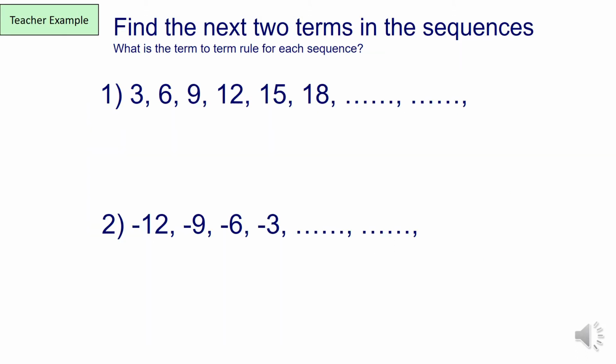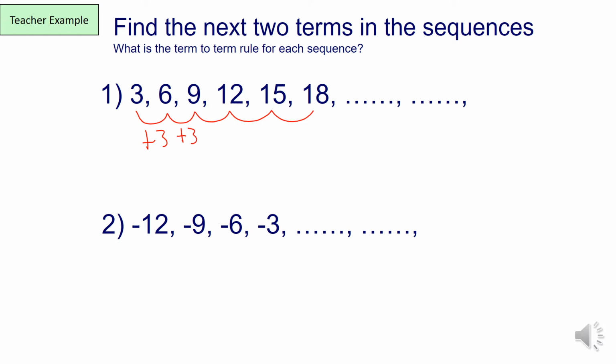Okay, the first part of this lesson is finding the next couple of terms of each sequence. So I'll have a sequence, starts at 3, and as you can see it goes up in 3s each time. So from 3 to 6 we are adding 3, from 6 to 9 we are again adding 3, and if you realise we're adding 3 each time.